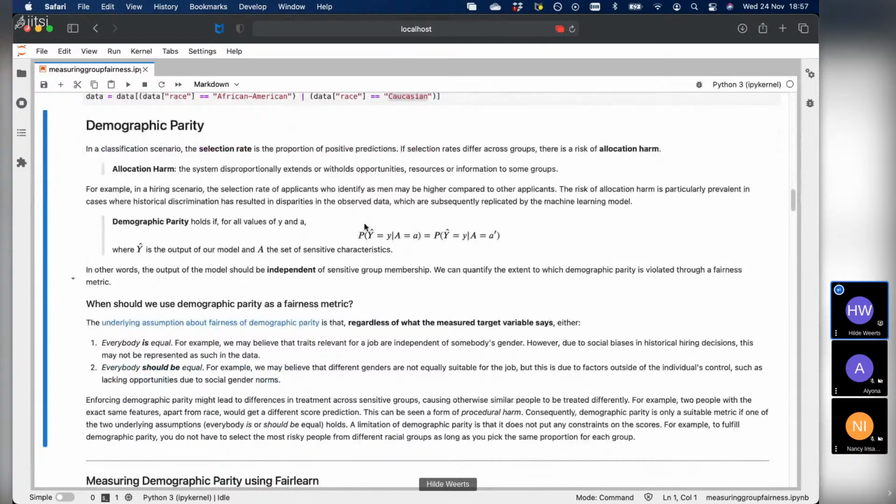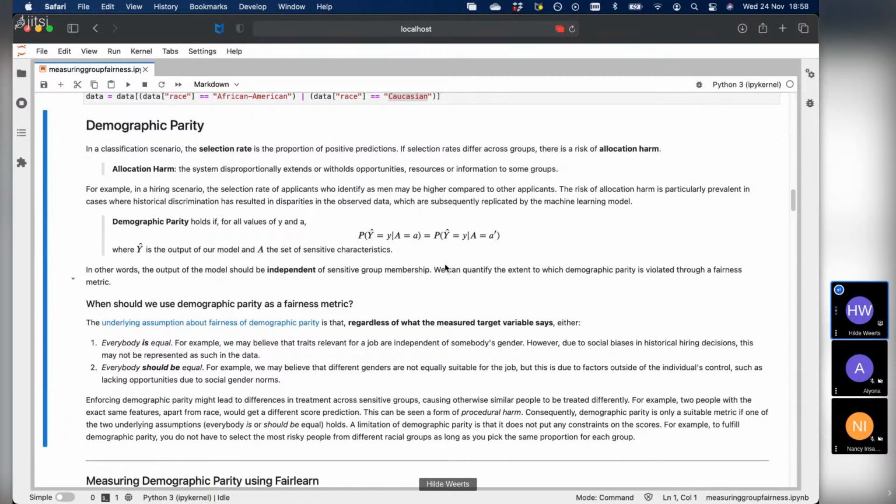All right. So now we're going to get to our first fairness metric. So this is demographic parity. And demographic parity can be seen as a measure of allocation harm. So I've discussed allocation harm before, and this is a situation where the system disproportionately extends or withholds opportunities, resources, or information to some groups. And we can measure this as differences in the selection rate of the algorithm.